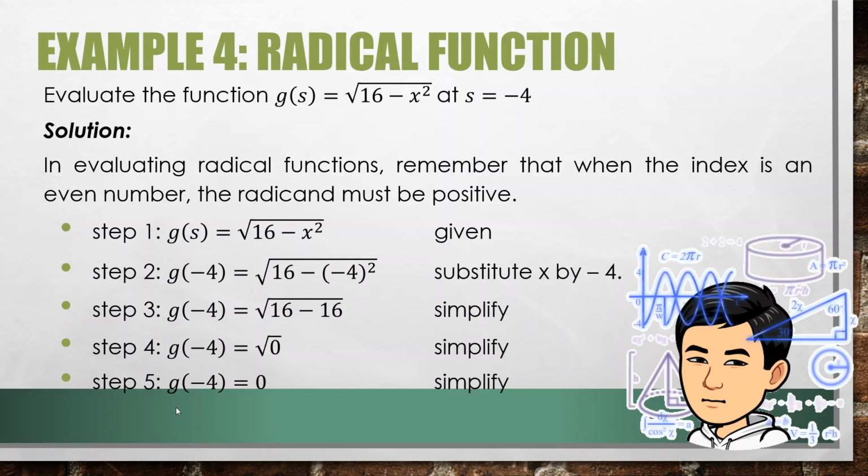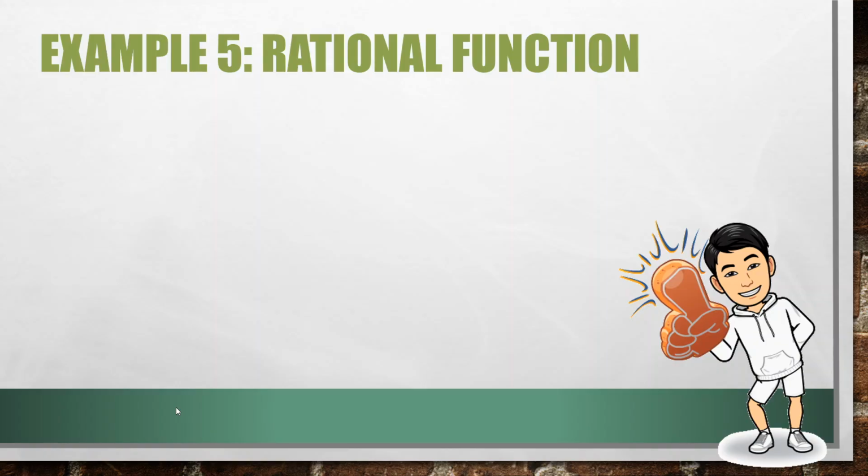Another, last one. So, we have the rational function. So, kapag sinabi natin rational function, ito yung naka-over, naka-ratio. So, ibig sabihin, meron siyang numerator, meron siyang denominator. Yung ating numerator is a function, and then yung ating denominator is also function. So, example. So, evaluate the function f of x is equals to 2x plus 5 over x plus 3 at x is equals to 1.